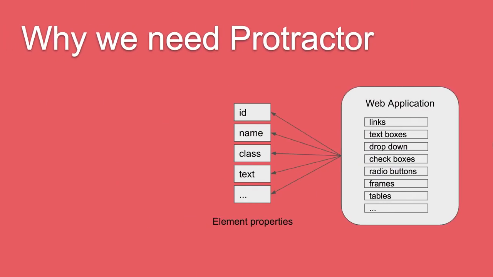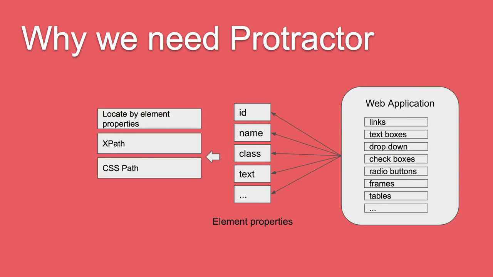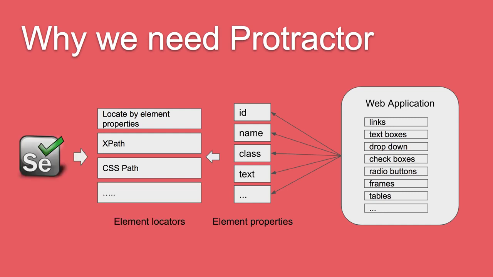What I'm trying to show you here is all elements have properties, and using these properties we can create locators for these elements. So we can locate the element by these properties, and we can also create XPath, CSS path, and other element locators. And automation tools like Selenium use these locators to find these elements, and then they can do actions on these elements, and that is how we do automation on websites or web applications.